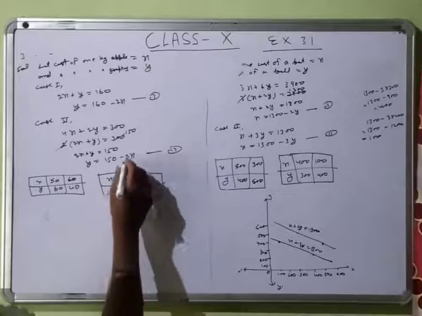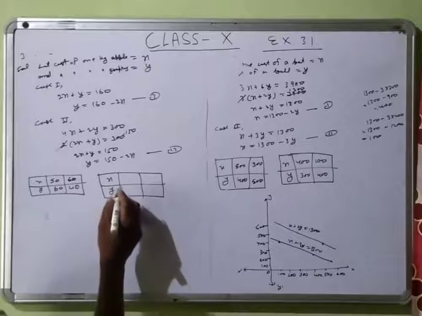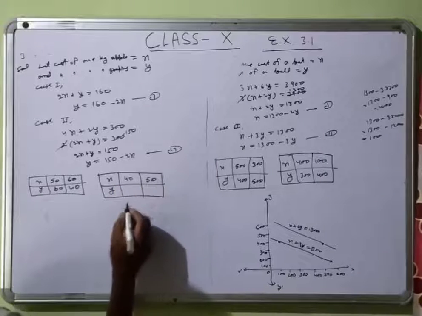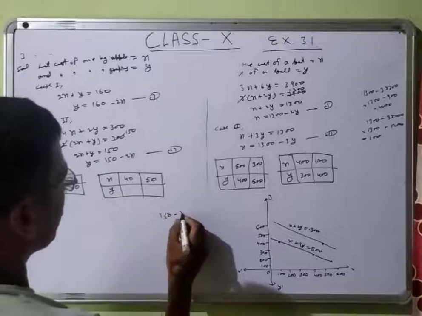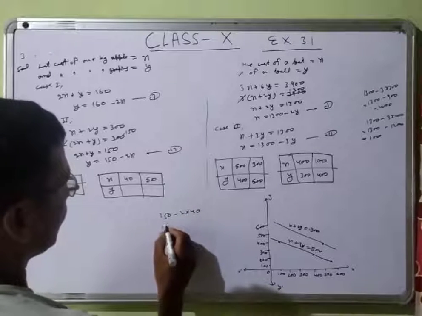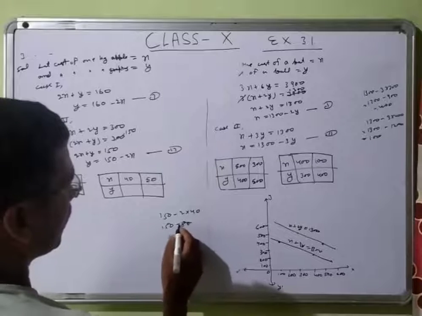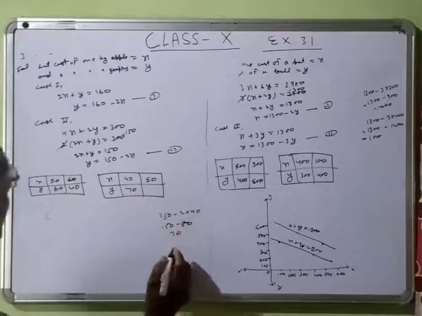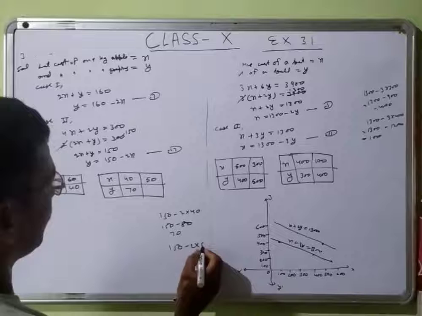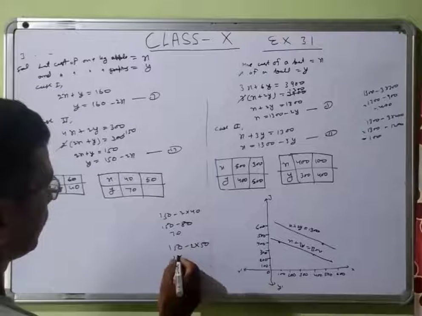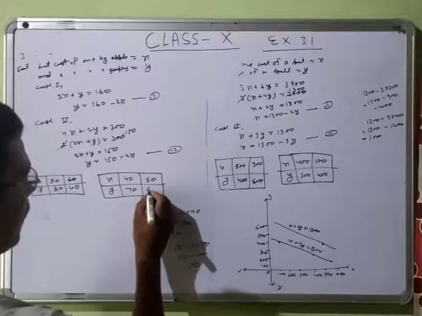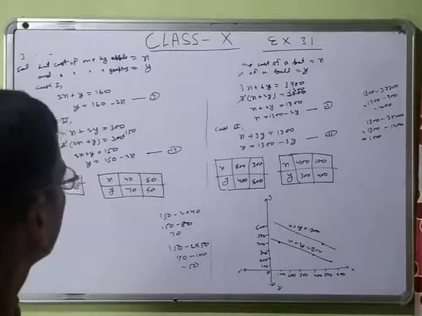And then for the second equation, x, y. The values we will write here are 40 and 50. So that will be 150 minus 2 into 40, sorry, so 150 minus 80, so that will be 70. And then 150 minus 2 into 50, 100, that will be 50. 50 means both values are 50.